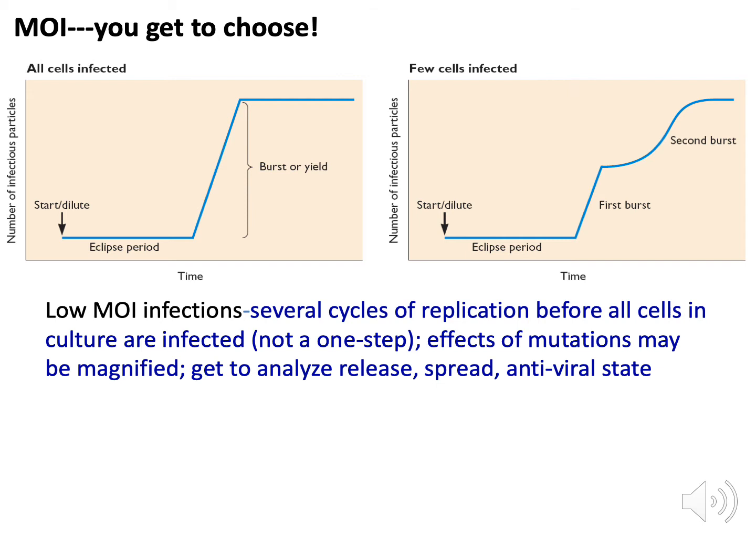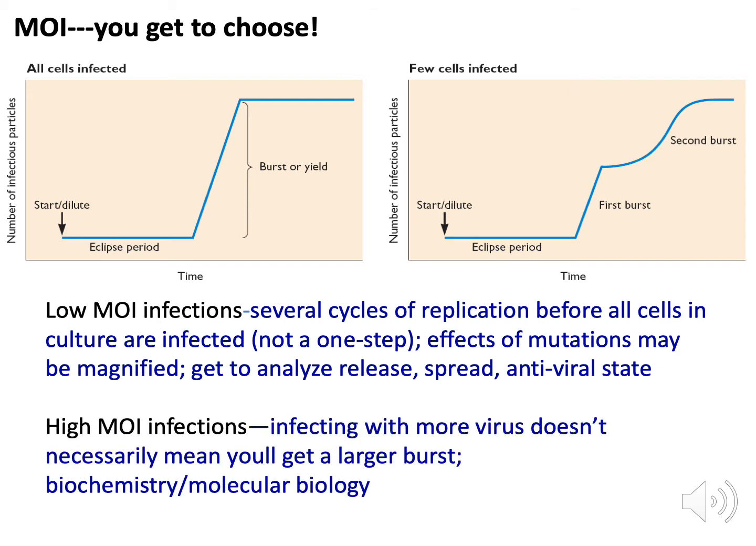You infect some of the cells, those burst, and then uninfected cells in the culture can be infected with those released viruses. And so low MOI infections are useful experimentally if you're looking at viruses that might have a difference in their replication kinetics or the ability to be released from this cell, or if they differ in induction of an antiviral state. We'll talk about that later in the term. But you get to choose as an experimentalist.